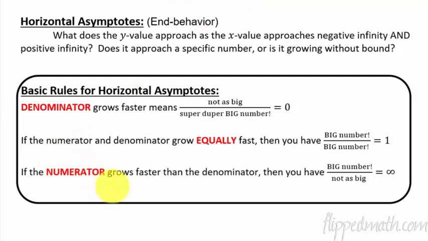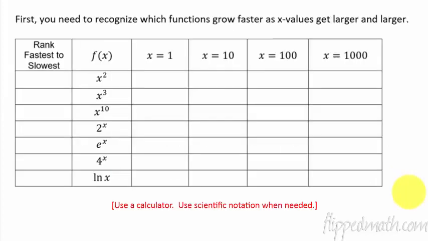Okay, and then if the numerator grows faster than the denominator, so we got the big number up here on top, well, think about this. Really super duper big number on top, and we're going to divide by a number not quite as big. Well, that means you're going to have a really big number. And because this gets bigger and bigger and bigger, the closer to infinity you get, and so therefore the y value is also going to approach infinity. Okay, now that that's as clear as mud, let's go on to trying to understand how fast a function grows.